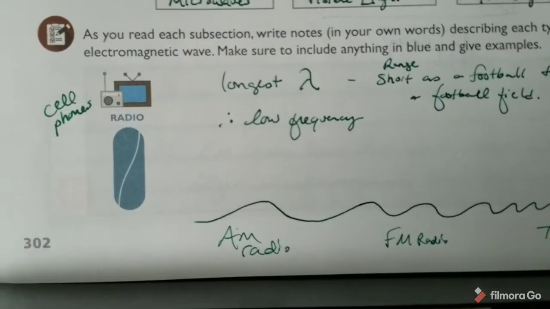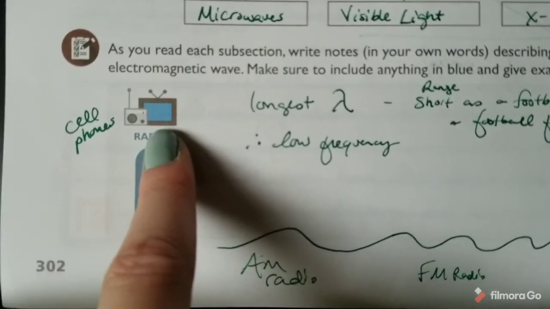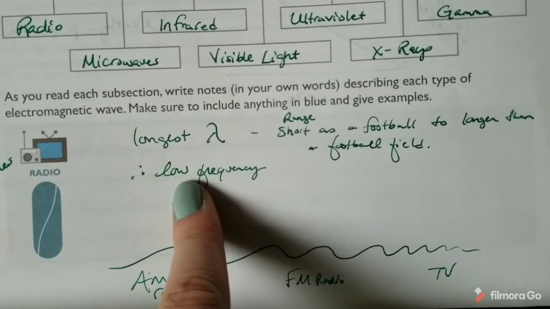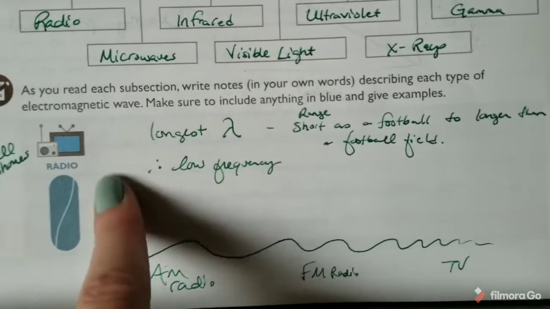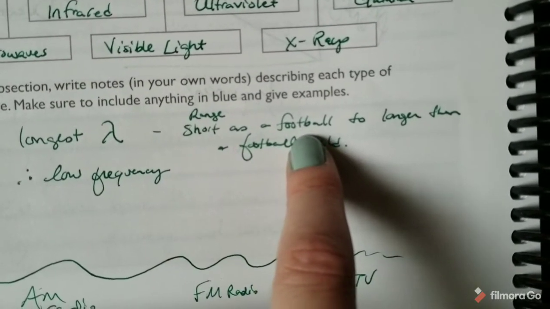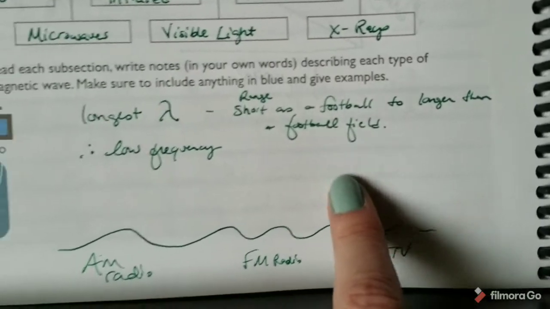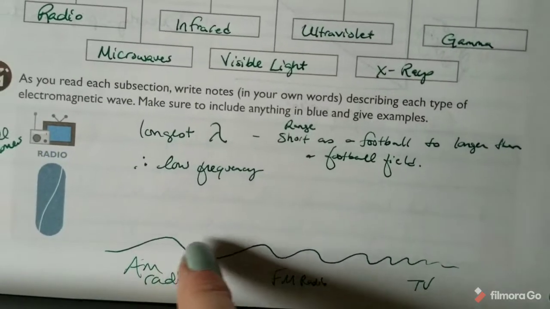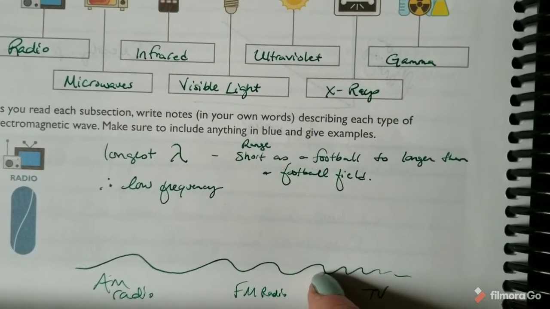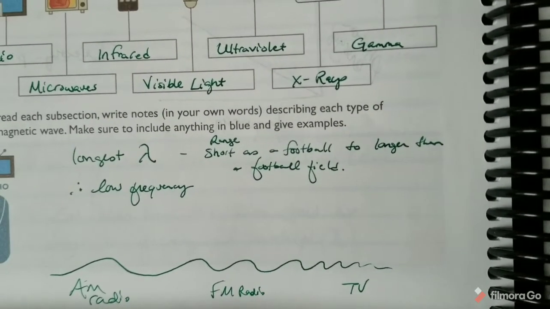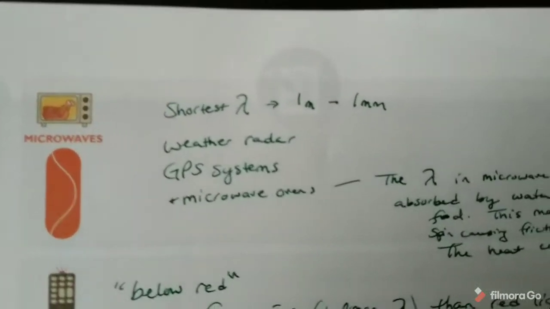First section, radio waves. These are examples: you can see TVs and radios and cell phones. They have the longest wavelength and therefore the lowest frequency. It looks like that. The range is as short as a football to longer than a football field. And here's an example of an AM radio wave. FM radio wave gets a little more in frequency. And TV waves, whoa, it gets even faster. But not that fast, because then we move up to microwaves.